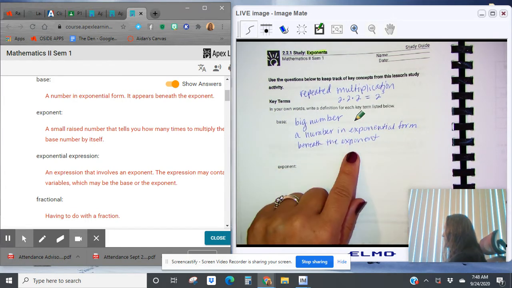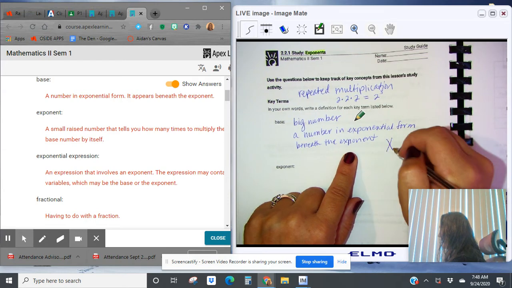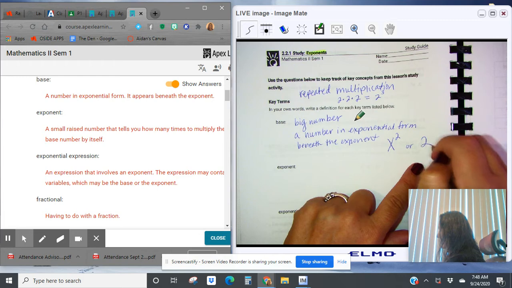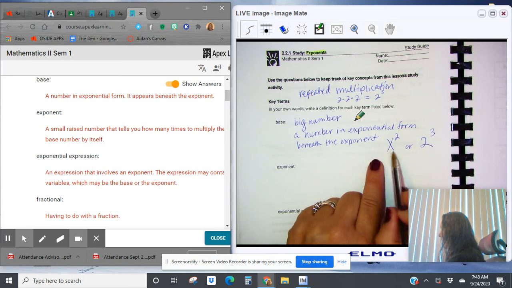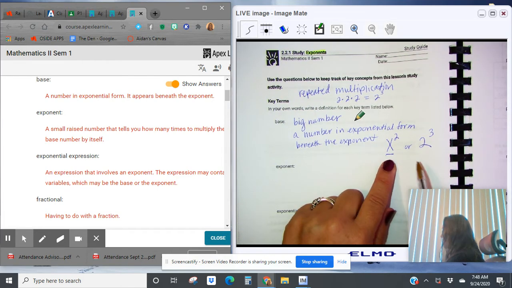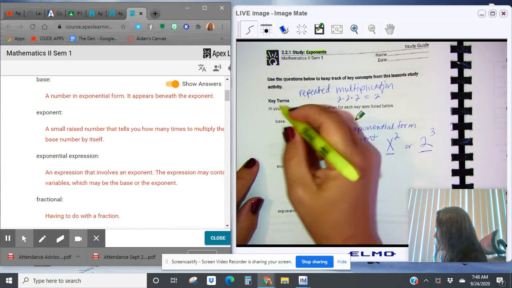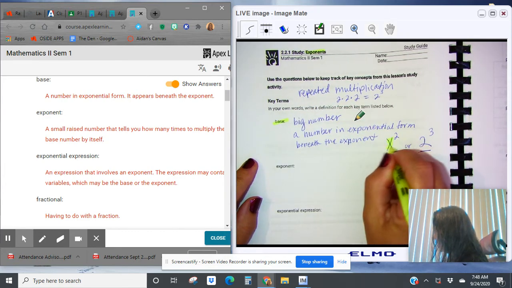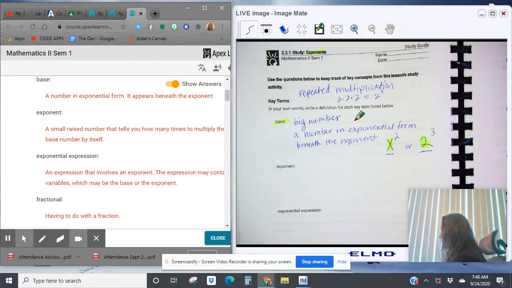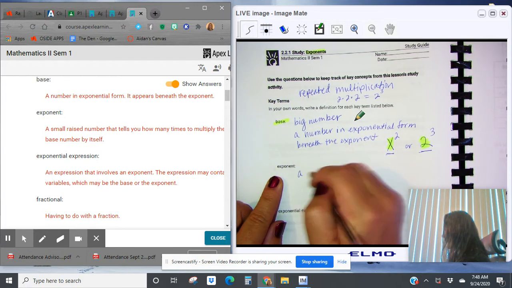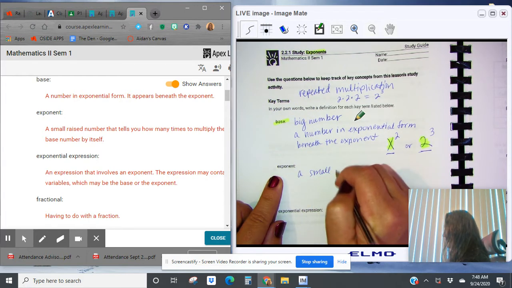So let's write a couple examples of a base, like a big x to a power of 2, or a big 2 to a power of 3. So the base can be a letter or the base can be a number. So this base is right here. Now the exponent is a small number in the sky.